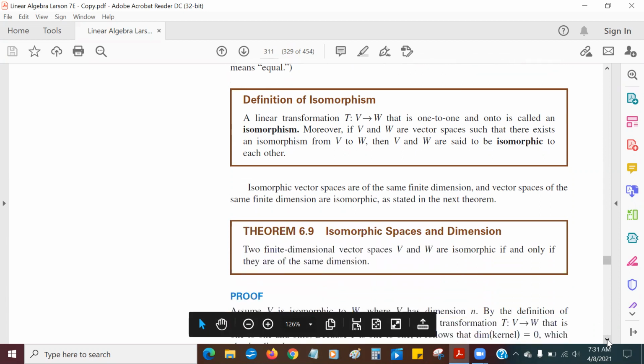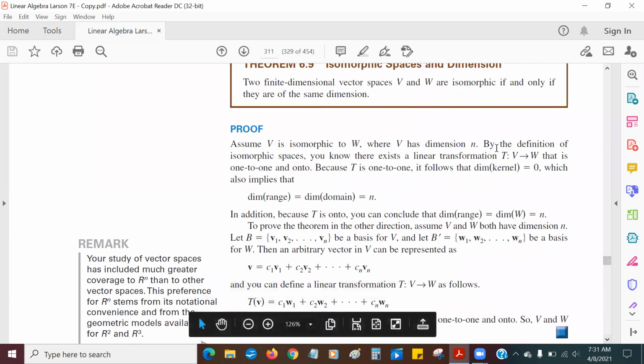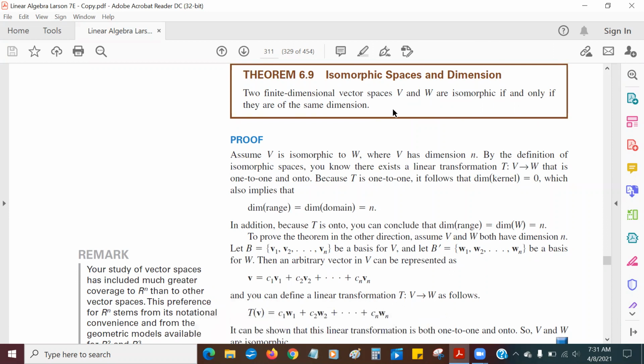So two finite dimensional vector spaces, V and W, are isomorphic if and only if they're the same dimension. Two finite dimensional vector spaces are isomorphic if and only if they're the same dimension. This is really cool and awesome. And let's go through the proof.